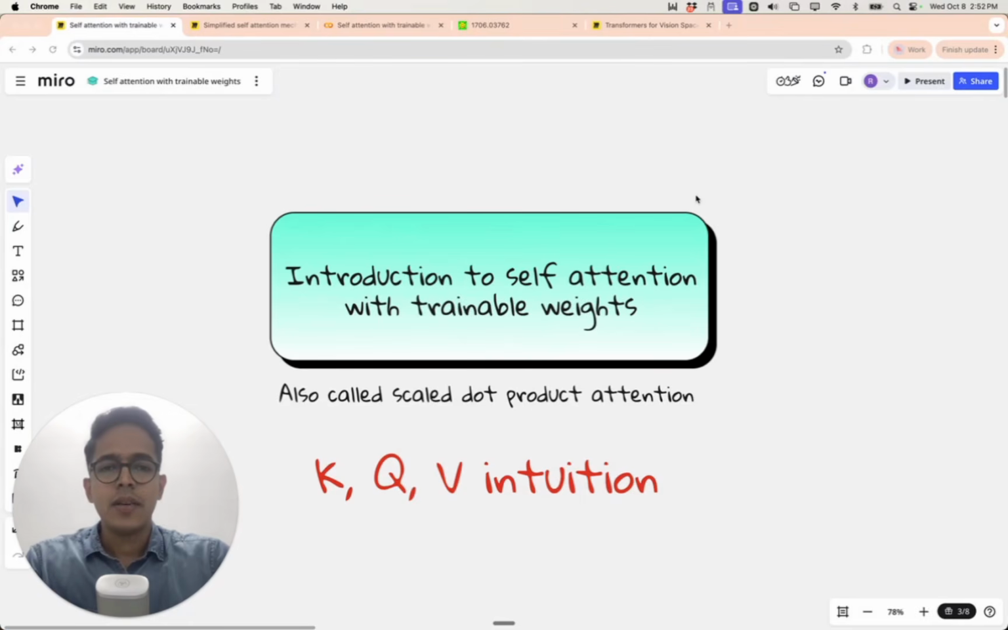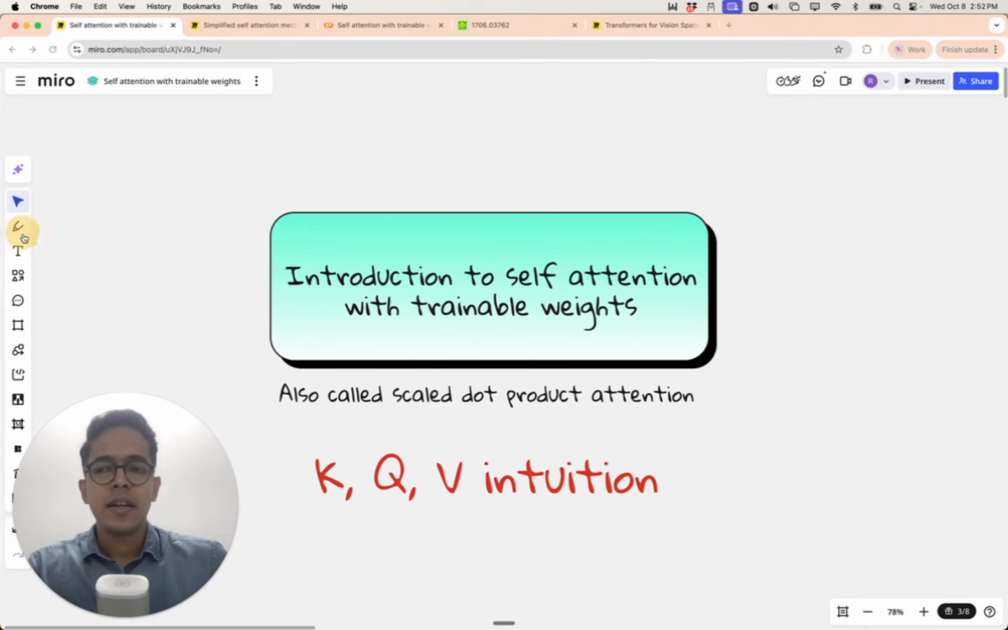In today's lecture, we will be diving deep into the self-attention mechanism. But unlike last lecture where we implemented a simplified version of self-attention mechanism by just taking the dot product between the vectors, this time we'll be implementing self-attention with trainable weights. And when I say trainable weights, I specifically mean the weight matrices associated with key, query, and value.